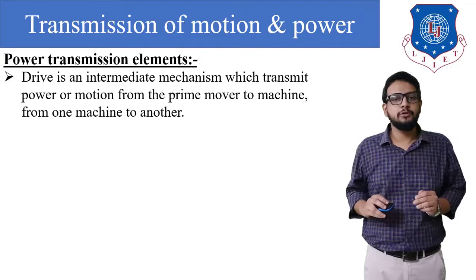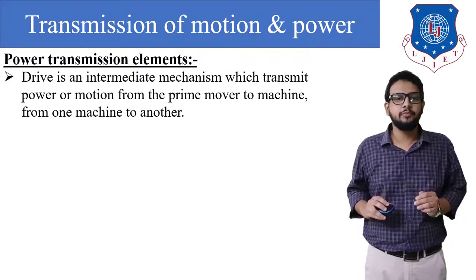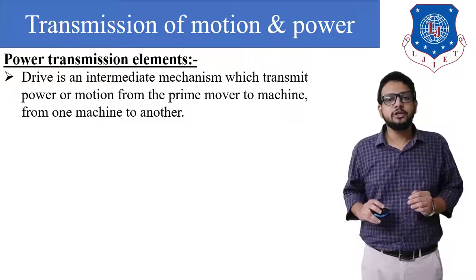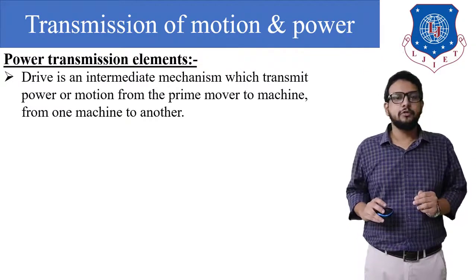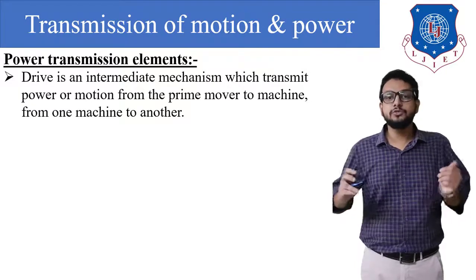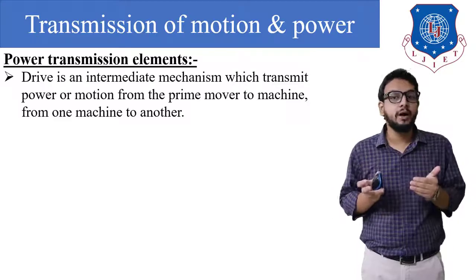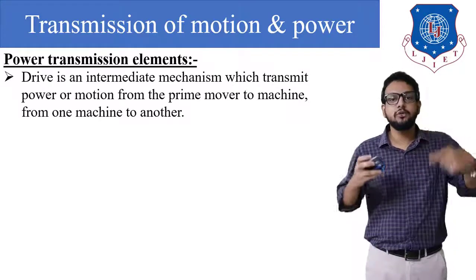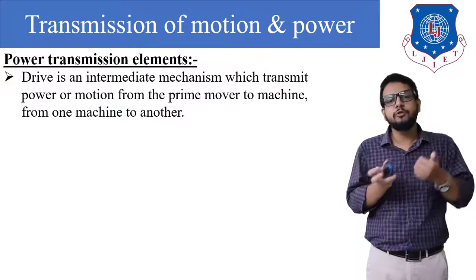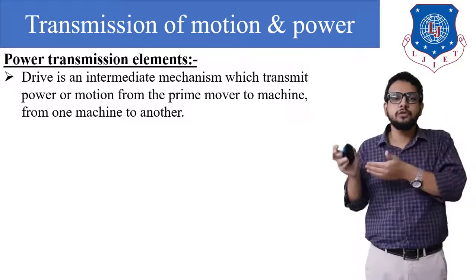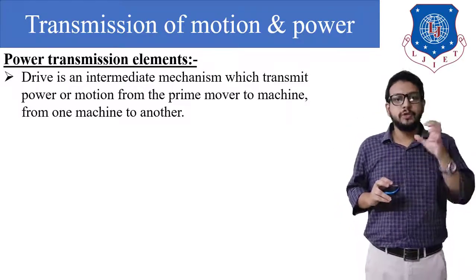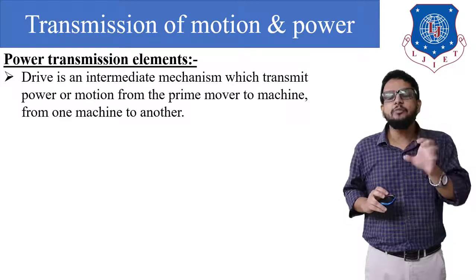Transmission of motion and power. In this, first of all, we will see power transmission elements. So first is drive. Now the question comes: what is drive? We would say that drive is an intermediate mechanism which is used to transmit mechanical power or motion, that is, rotational motion, from a driving shaft to a driven shaft, or from a prime mover to a machine, or from one machine to another machine. So remember, it is an intermediate mechanism.